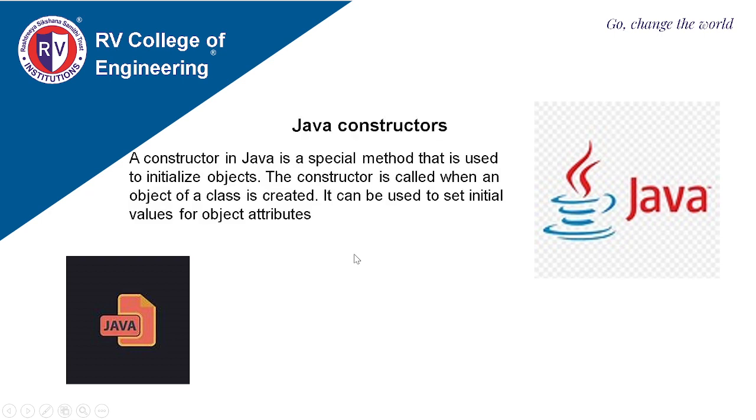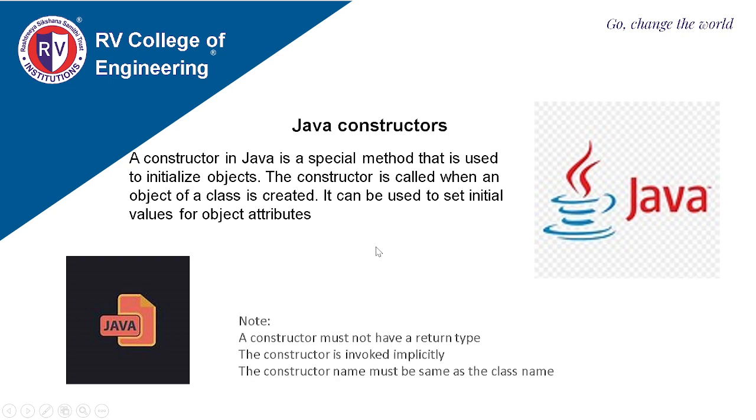So a Java constructor is a special method. What is the use of a Java constructor? It is used to initialize objects. The constructor is called when an object of a class is created. So it can be used to set initial values for object attributes. There is no need to call a constructor explicitly. If it is a method, you have to call it explicitly, with the help of an object. But a constructor is called when an object of a class is created.